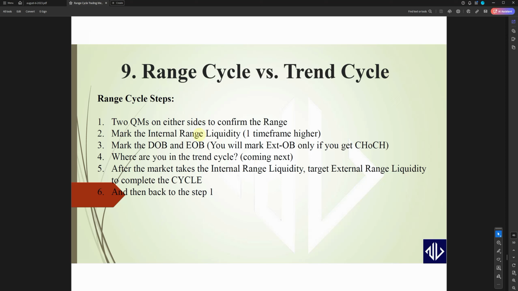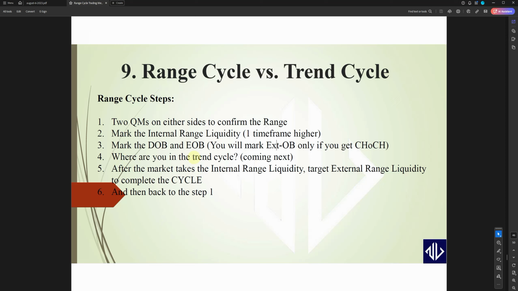And once we mark the internal range liquidity, then what do we mark? We mark the DOB and EOB. And external EOB or extreme EOB is here. External EOB we will mark only if we get the change of character, but currently we will mark only DOB and EOB within the range.